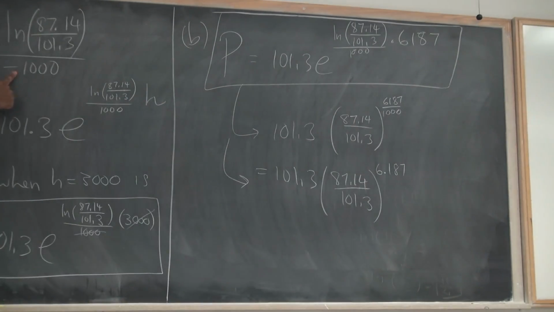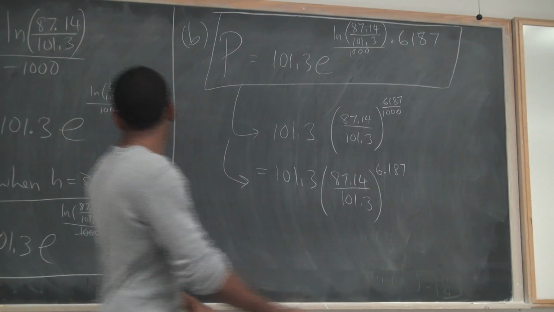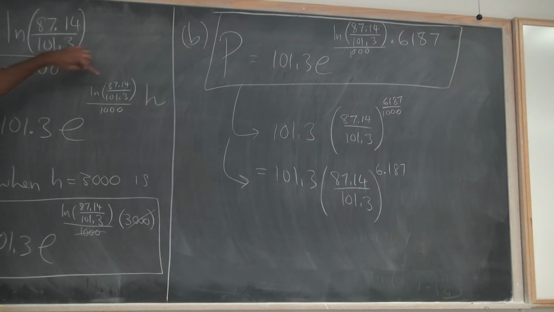The negative is here, but our formula had a negative also. So the negative canceled the negative. Right? And that makes sense because log of 87 over 101 is actually a negative number. So this is already negative implicitly. So I know it's still decreasing. The power is negative.